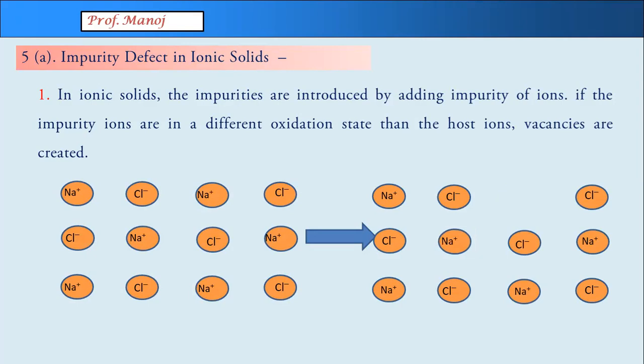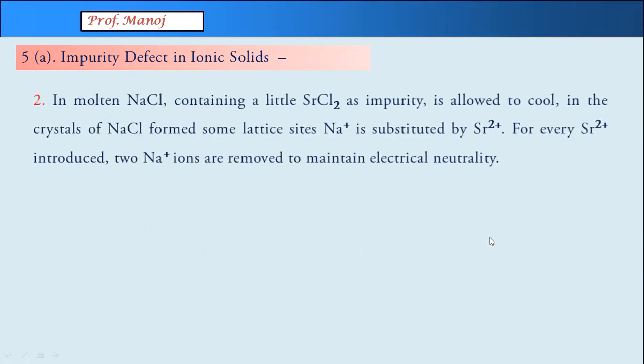Now, what difference does it make? Watch. Sodium has a charge of +1. When you replace it with Sr, it has a charge of +2. So to balance the charge, one sodium ion goes away. That creates a vacancy. This is called the impurity defect. This is an example, just the same thing explained over here.